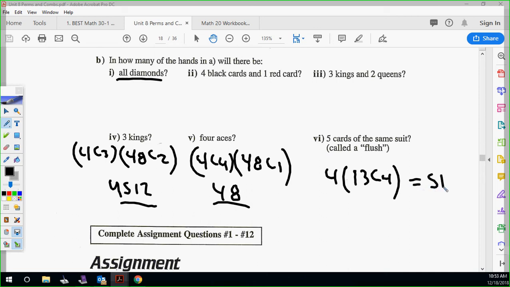It's C5, yes, thank you. We're not choosing 4 cards. Let me erase that one so we make sure we get that. 13C5. All right. Okay, that's it for the first one.